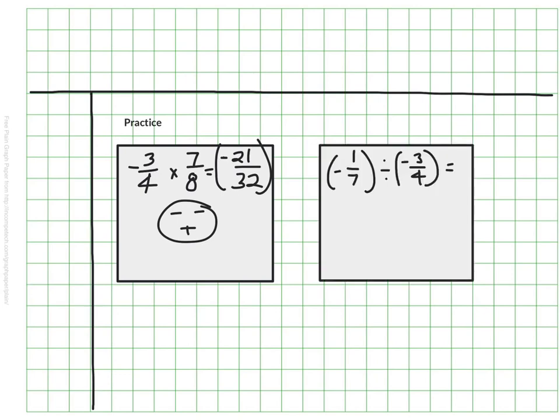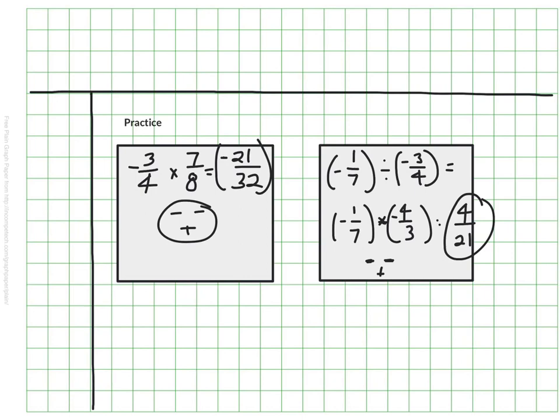So in this example, we have a -1/7 divided by a -3/4. So I'm going to keep my first fraction the same. I'm going to use the reciprocal of my second fraction. And I'm going to multiply instead of divide. So my answer will end up being 4/21, which can't be simplified. And then I have to look to see, a negative times a negative is a positive. So this is just a regular positive 4/21.